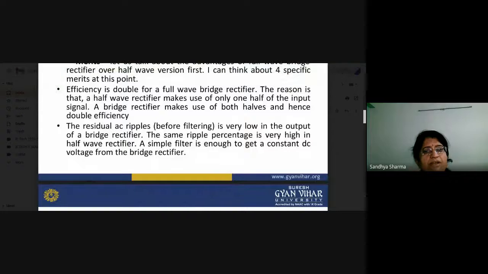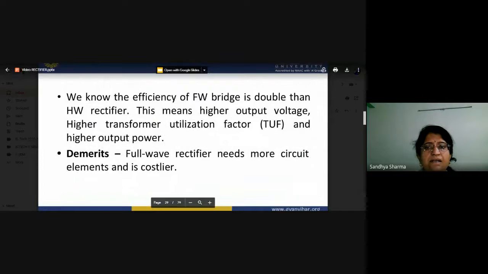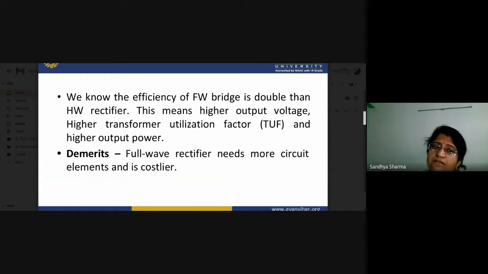Again, if we are talking about the ripple factor, in the half wave rectifier the ripple factor is very high, and in the full wave rectifier it is half of that of the half wave rectifier. So it is also a benefit for us, and we have also seen that efficiency is double. That is very good. But what is the disadvantage? In the full wave rectifier, the diode elements are more complicated and costlier.